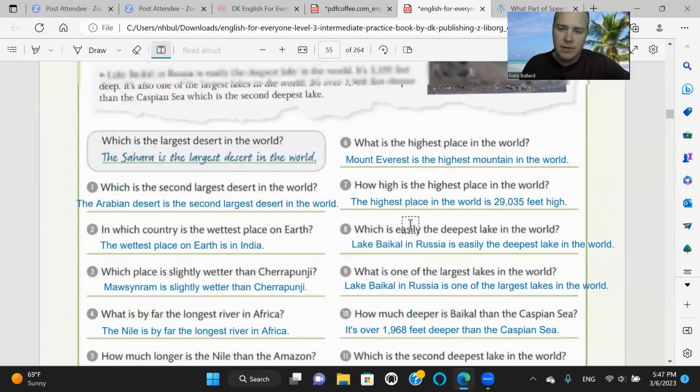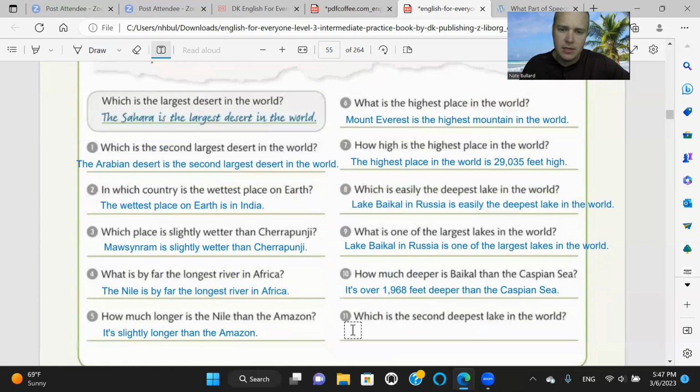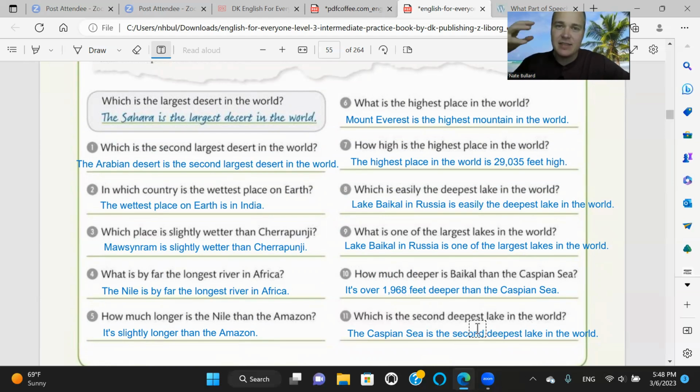Which is the second deepest lake in the world? The Caspian Sea is the second deepest lake in the world. Ok, mira aquí que ponemos primero the modifier, second, the second, that's the modifier.